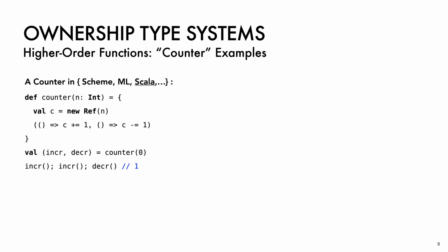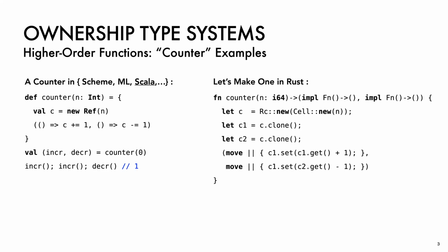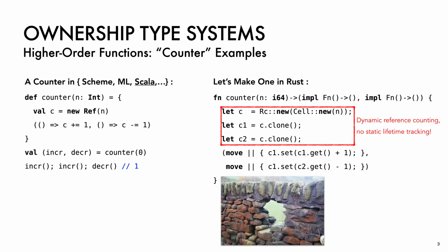Here's a counter in Scala that encapsulates a piece of mutable state into two closures that are sharing the state. You cannot create this example directly in Rust without violating the typing discipline. And you have to punch a hole into the type system by using dynamic reference counting that sidesteps the lifetime tracking in Rust. And we are asking ourselves whether we can make this better.